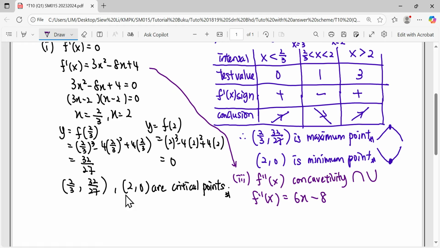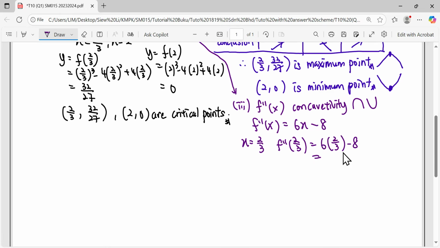So we have 2 points to test here. For x equals 2 over 3, we just substitute into the second derivative and show the working. So 4 minus 8, negative 4. Negative 4 is less than 0, which means this is concave downward. When you have concavity downward, we know that the point 2 over 3, 32 over 27 is a maximum. So we can conclude here it is a maximum point.